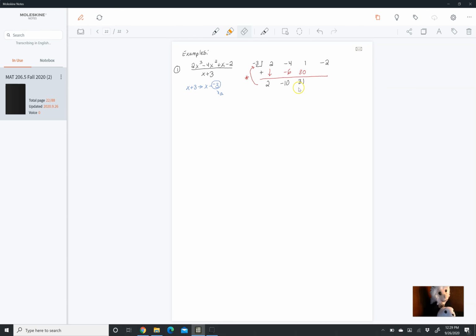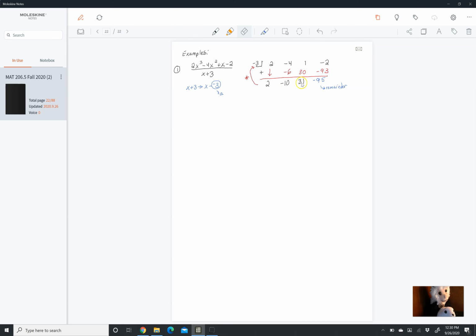Now we take the 31 and we multiply it by the negative 3. And that gives us negative 93. Okay, and then we just add. So I'm going to put this last number in blue because if you remember, that last number, which in this case is negative 95, this is our remainder. So this tells us x plus 3 is not a factor, okay?